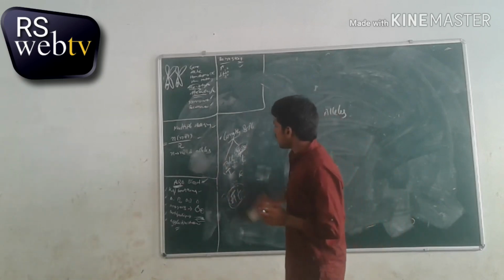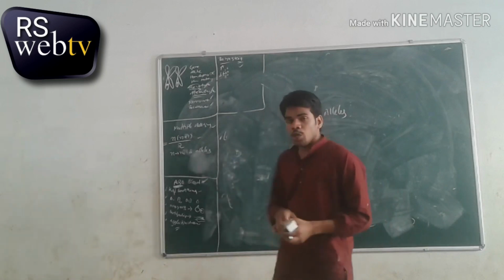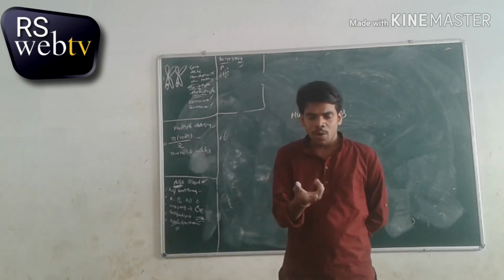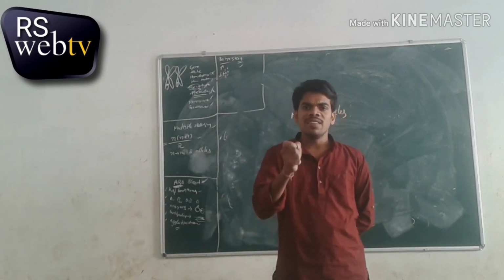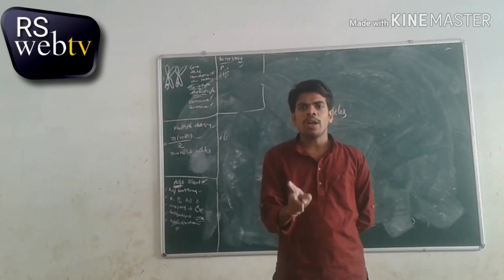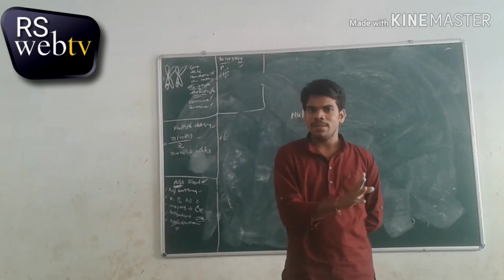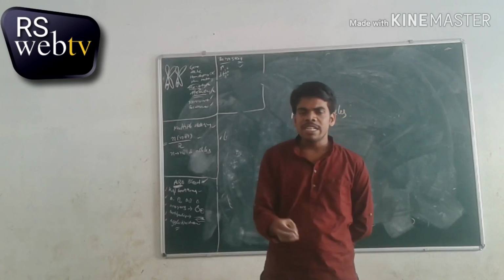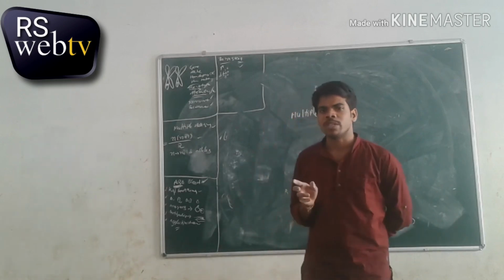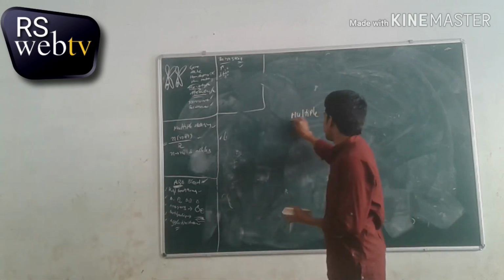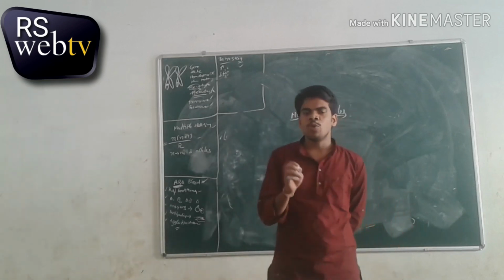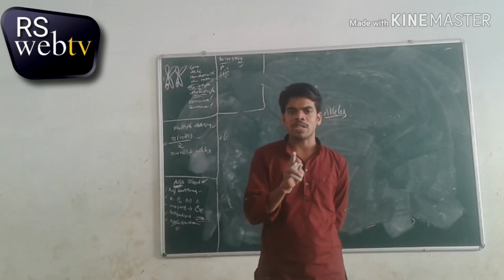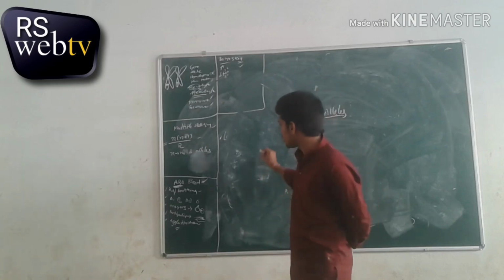Now, come to the multiple alleles. You already know that each and every gene has two alternative forms called alleles. But some genes may have more than two allelic forms, known as multiple alleles. Some genes may have more than two allelic forms at the same locus of the homologous chromosomes. Homologous chromosomes like this.